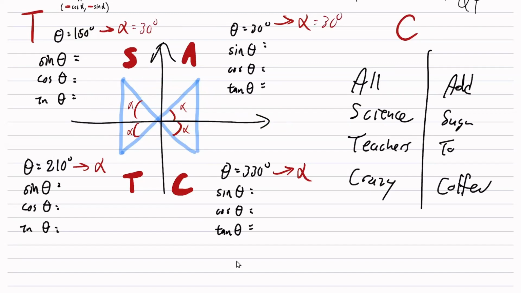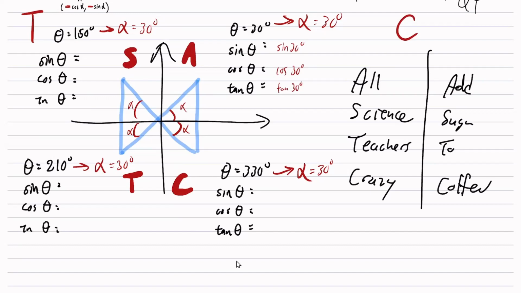How about 210? 210 means you reach here, and it happens to also be 30. It's a coincidence, okay? 330 degrees, then where's the alpha? Here, right? So it's 360 minus 330, must be 30 degrees. Then from there, you use the ASTC rule. So what is sine theta? It's just sine alpha, which is sine of 30. Always go back to your acute angle. Sine, cosine, tangent. Okay?